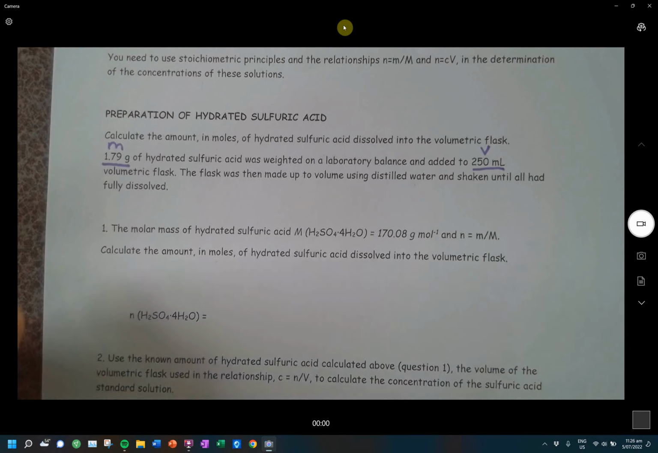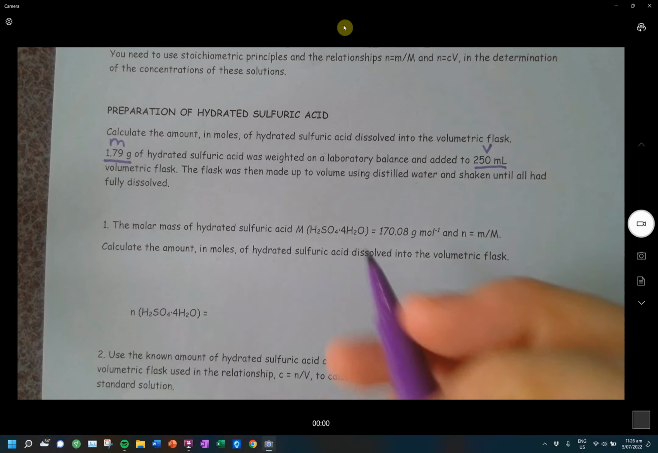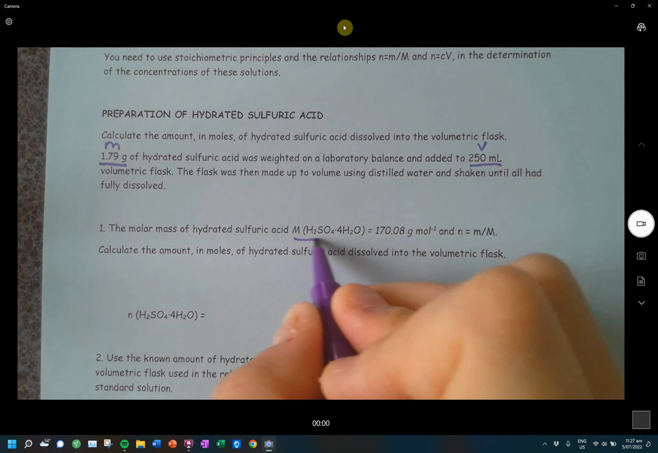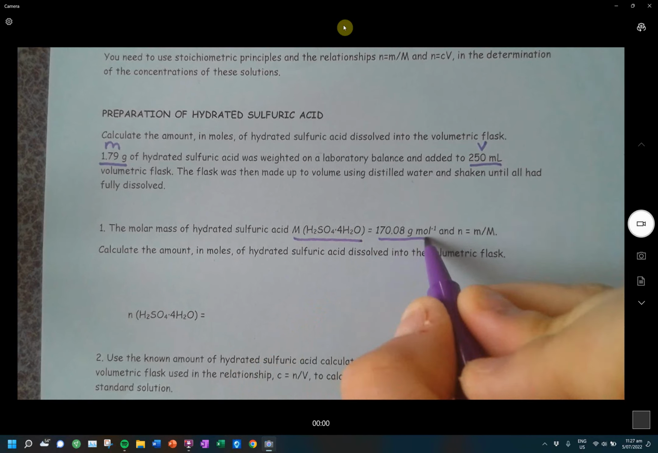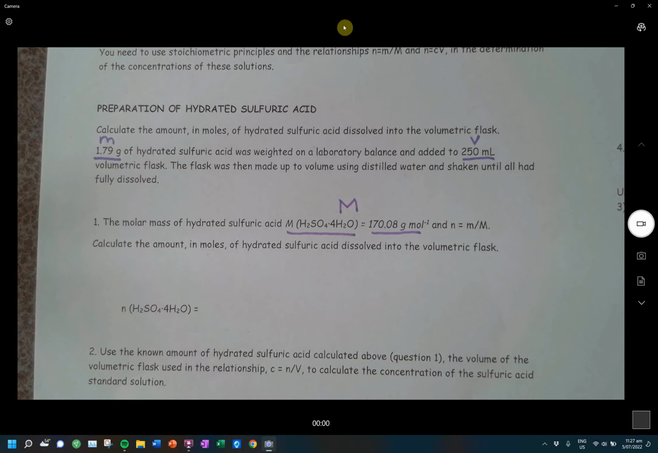Cool. So in step number 1, I need to convert my mass to moles, which you guys have seen previously, and they have given me the molecular mass of my sulfuric acid. So that is my big M. You see how all this information is given to you so far. All right. So they want us to calculate the moles of sulfuric acid that I'm dissolving.